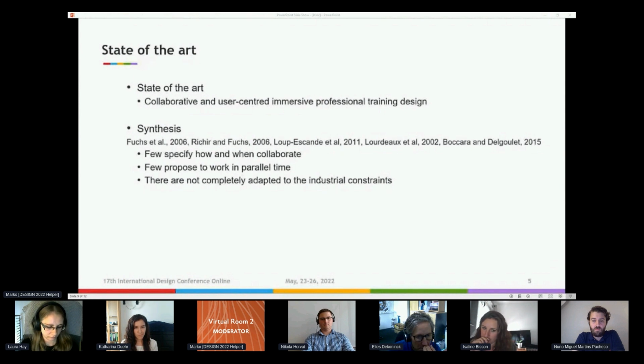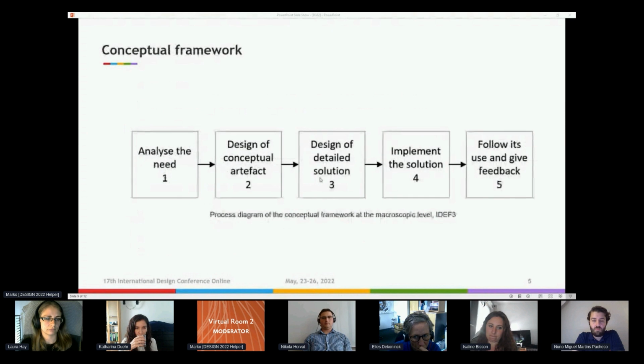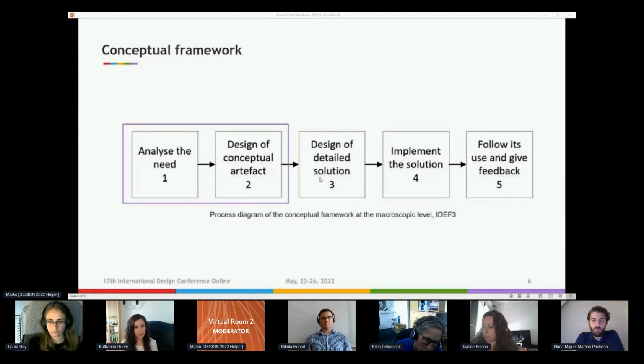This is why, from this synthesis, we propose a conceptual framework unifying previous methods, clarifying the role of each profession, and highlighting the collaboration phases between professionals. Our framework is composed of the main stages of a design process, starting from analysis of need to use and feedback. In this work, we will only detail the first two steps.